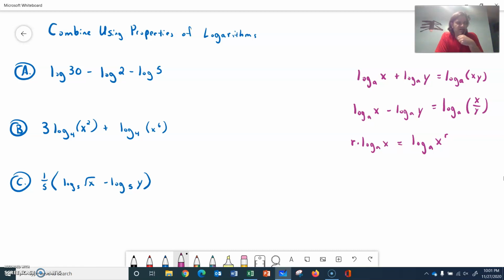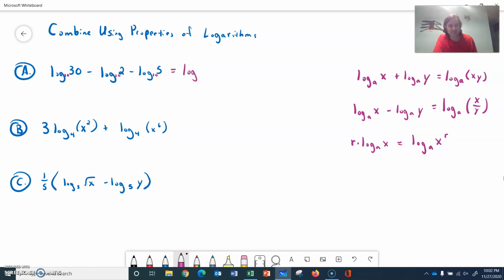So the first one, log base 10, since it's not written, but log base 10 of 30 minus log base 10 of 2 minus log base 10 of 5. So it's understood that all three of these are the same base, log base 10, which means we can use our rules. So anything that has a positive out front, like the first one, would go in the numerator. Anything that has a negative would go in the denominator.